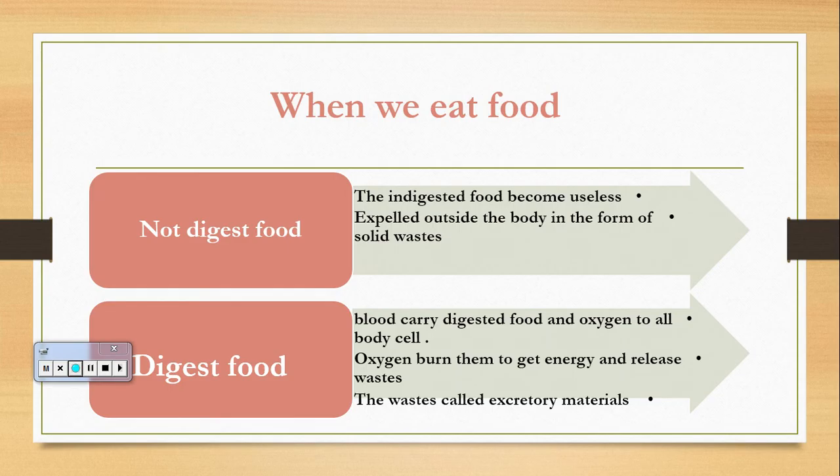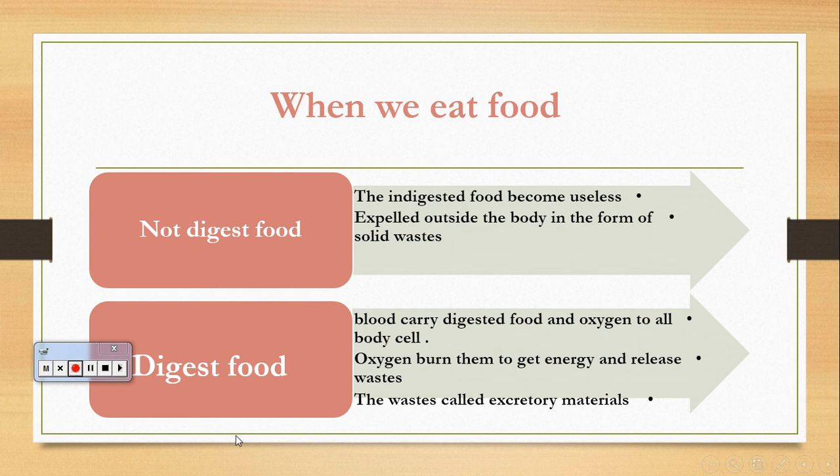Okay. When we eat food, there are two types: not digested food and digested food. Not digested food is the food your body can't use or can't get benefit from. So it becomes useless, and your body gets rid of it in the form of solid wastes.